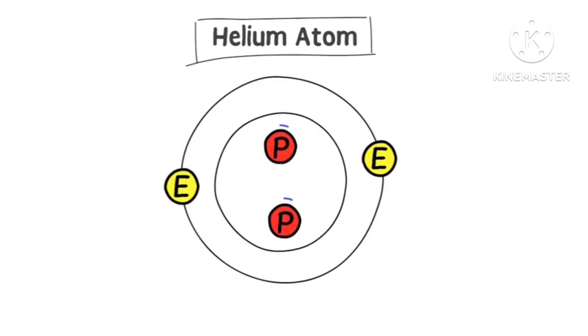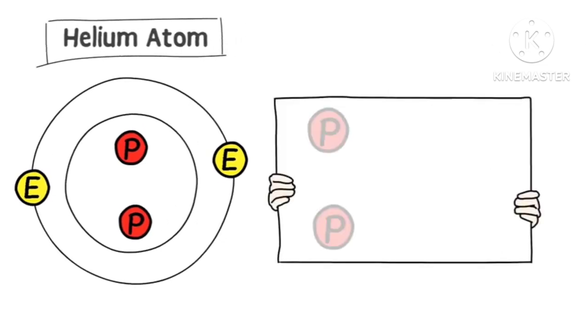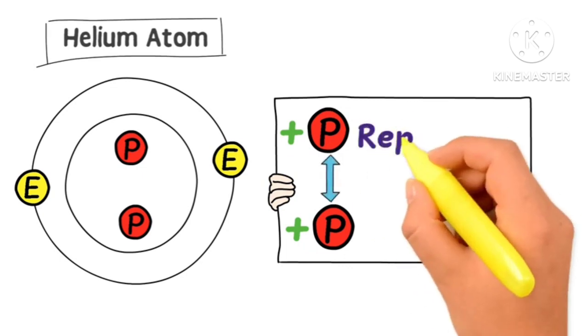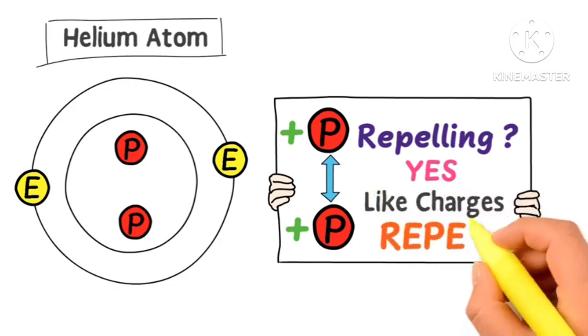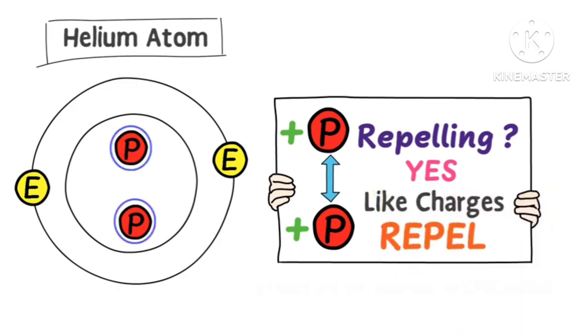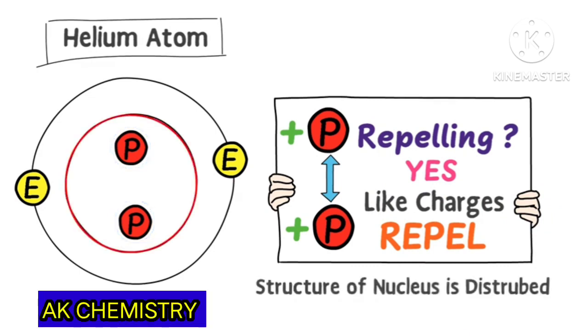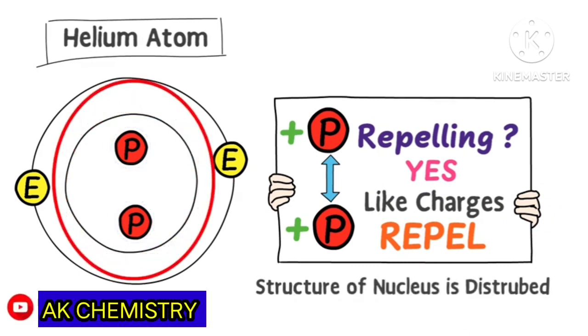Let's consider the helium atom. We know that there are 2 protons in the nucleus of helium and 2 electrons that are revolving in the first shell. Now let me ask you, these 2 protons have the same charge, I mean positive charge. Are they repelling each other? Well, the answer is absolutely yes. According to physics conventions, like charges repel each other. If they repel each other, then the structure of the nucleus will get disturbed, which is not acceptable.